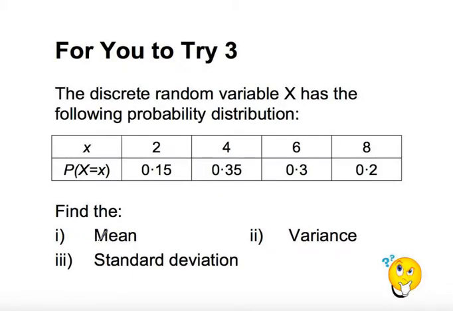Time for you to try one. The discrete random variable x has the following probability distribution. I want you to calculate the mean, the variance, and the standard deviation. So pause the video, have a go at that for yourself, and then resume the video to watch my solution.